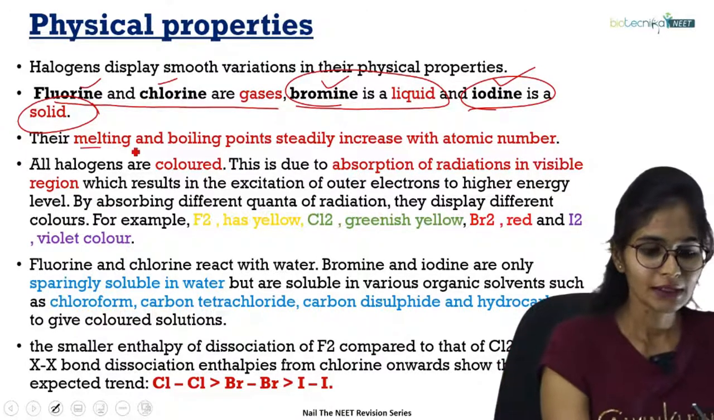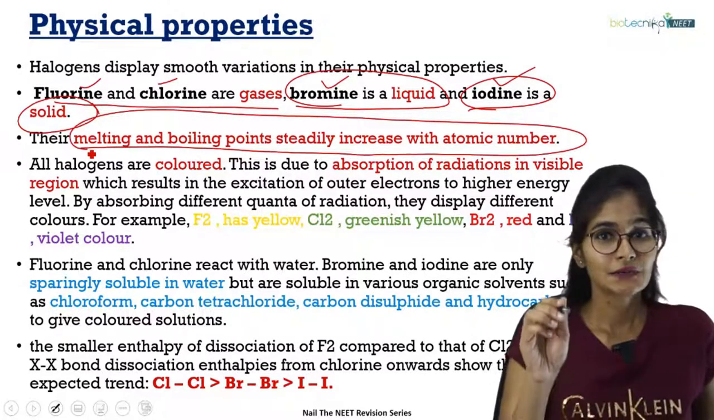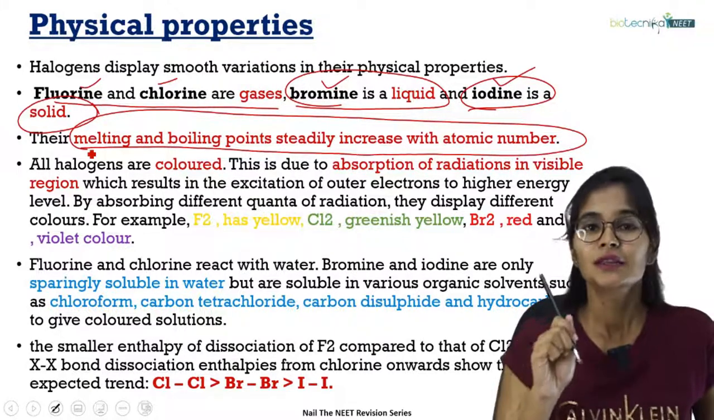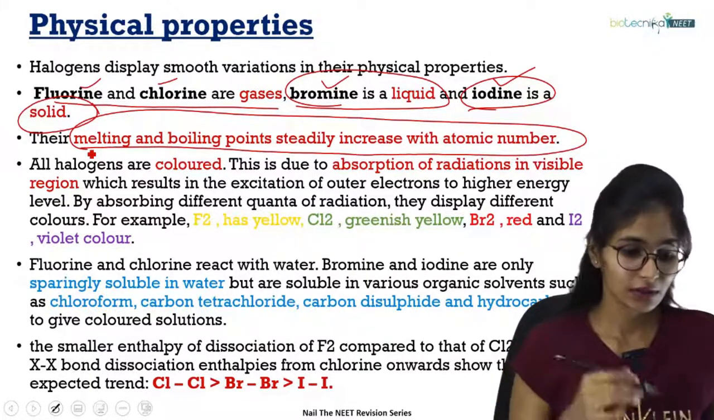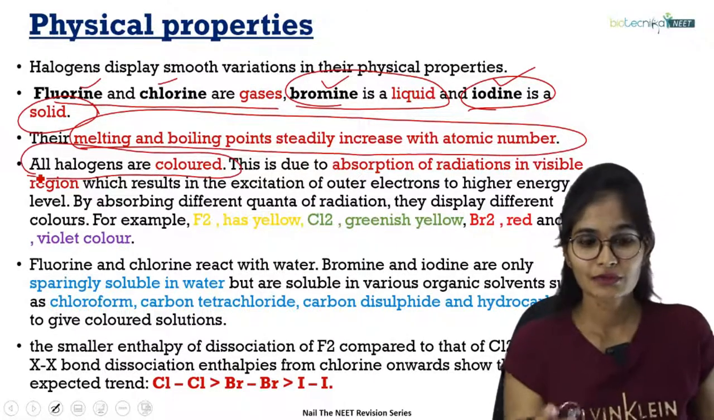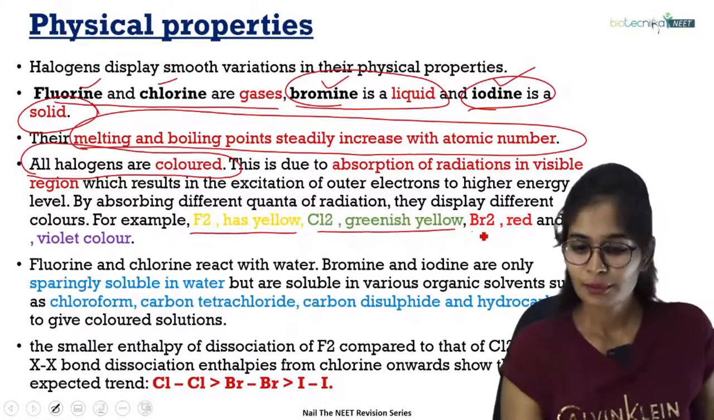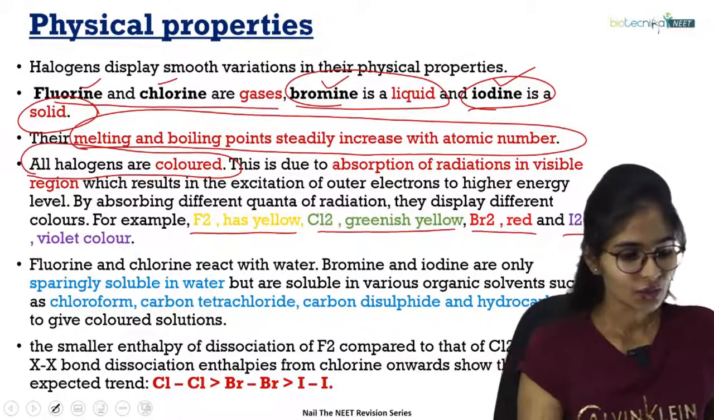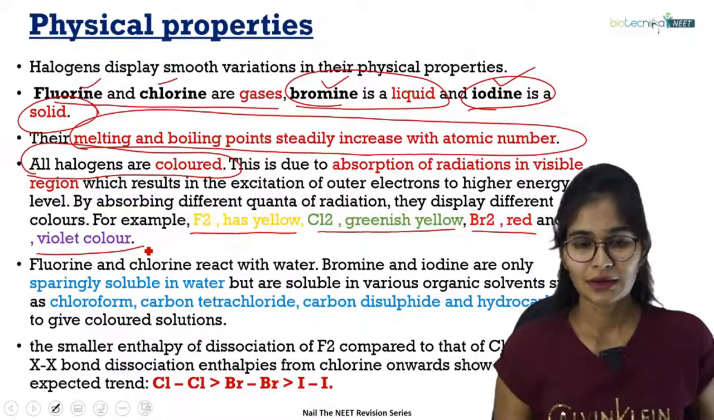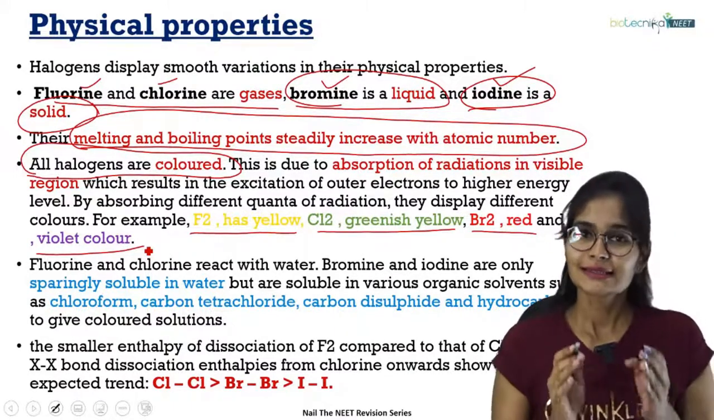Now coming to melting point and boiling point. We already concluded that they increase steadily down the group, right? As you increase the atomic number, the melting point and boiling point also increase. Now all halogens are colored. As I have already shown, F2 is yellow, Cl2 is greenish yellow, Br2 is reddish brown, and I2 is violet in color. That may be in the vapor state where it will show purple color, right? So this is with respect to the color of halogens. So we know that they are exhibiting color.